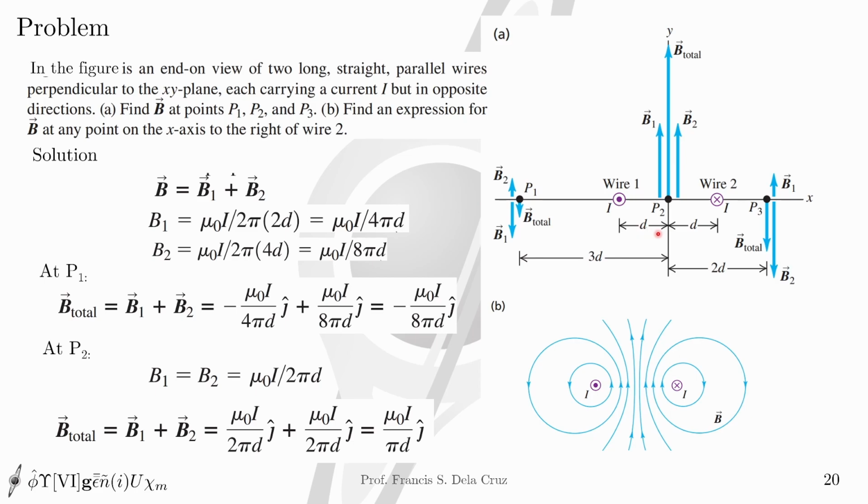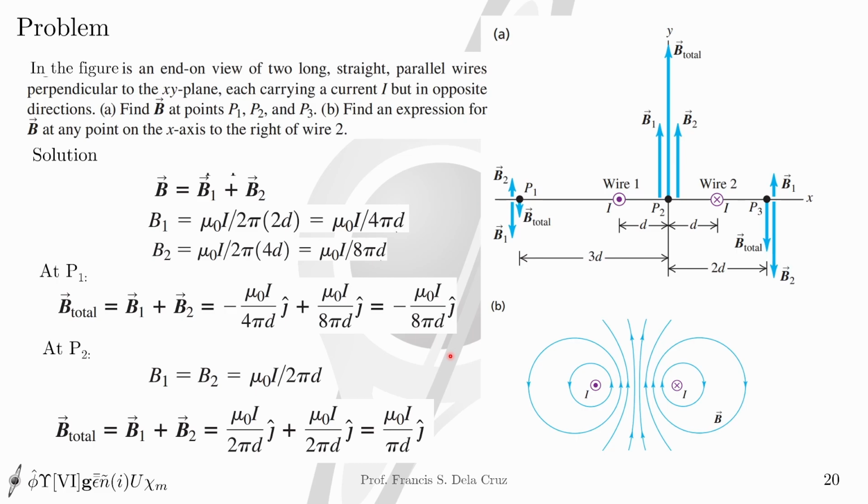So if you look at point 1, B2 will be upward and B1 will be downward. That's why you have negative j hat here and positive j hat for B2. So the answer, if you add them, would be negative mu naught I over 8 pi D j hat.